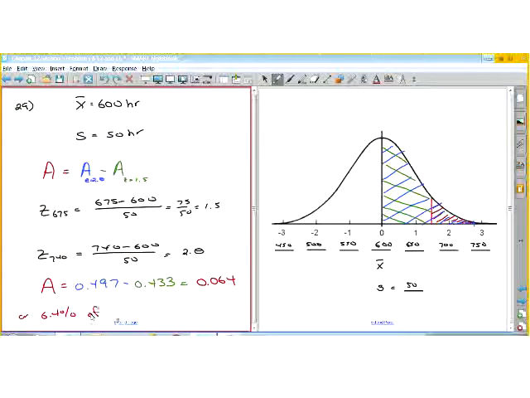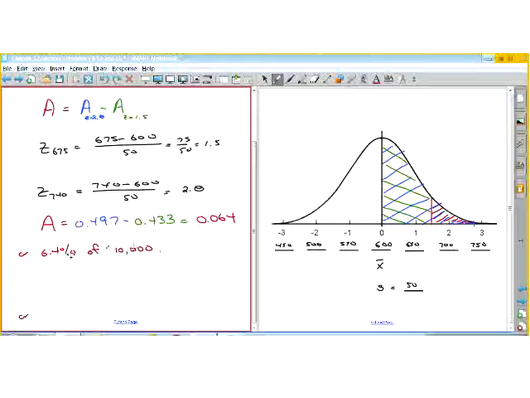6.4% of 10,000. So they're asking how many light bulbs. They're not asking for just the percent. So now that we have the percent, change that to a decimal and then multiply that by the number. And if it was all of them, we'd have 1. So this is 6.4% divided by 100 to get the decimal equivalent. So you have 0.064 times 10,000. And I get 640. So if this area under the entire curve represents 10,000, this little red area represents 640 out of 10,000.